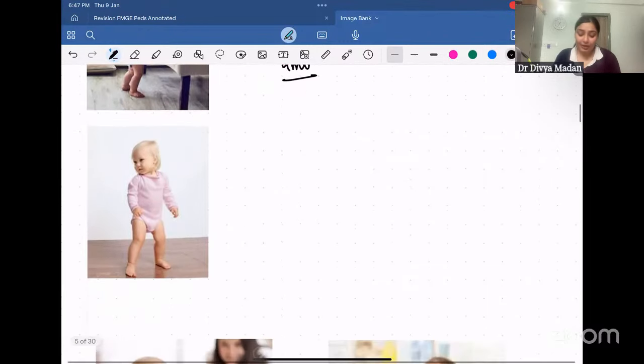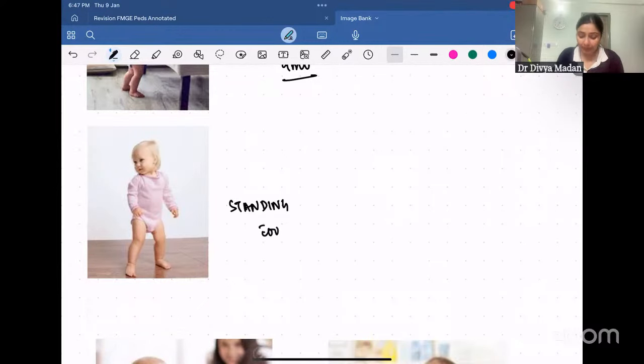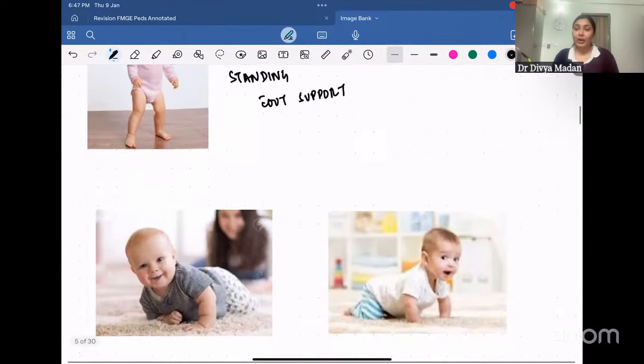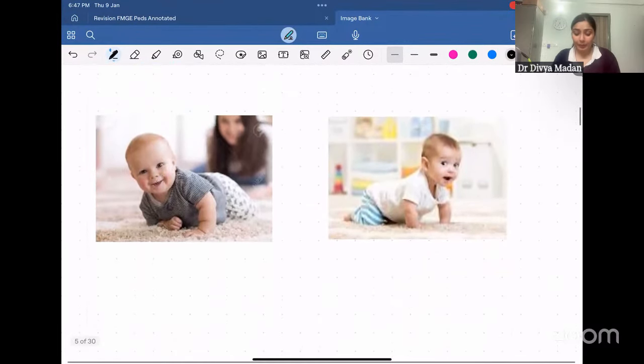Then we have this child. This child is standing without support. Right? This happens at 12 months of age. So at the first birthday, the child is going to stand without support. The child can stand independently and cut the cake. Right? So 12 months, very important milestone. Now the child can stand without the support.